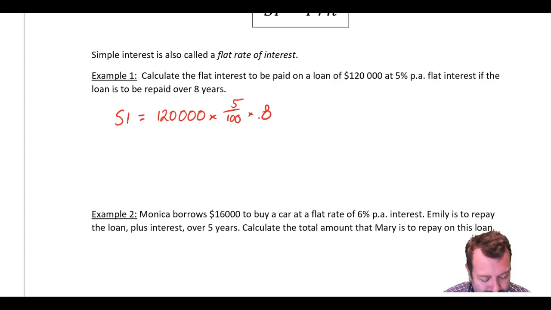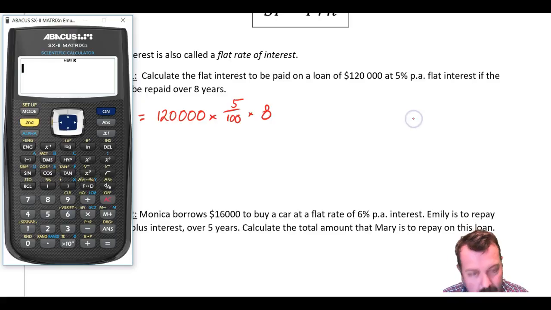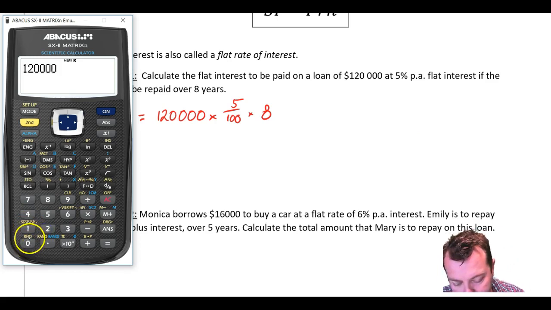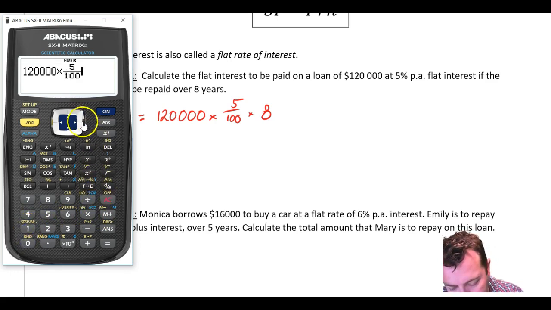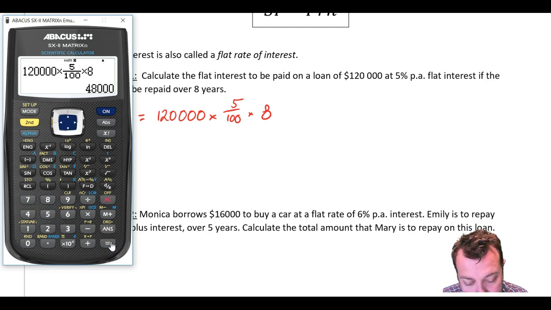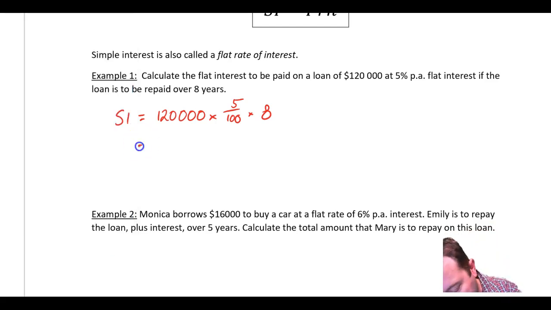Now from here, if you really were working hard at it, you might just do that in your head. But I'm going to pull out the calculator. Here we go. So it's 120,000 times 5 over 100. That's our 5%. Be careful to use your arrow here. Times our 8 years. And there we go. Our interest there is $48,000. So I can just write that there.